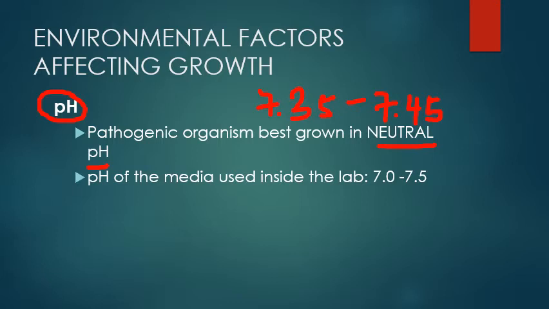Note, inside the laboratory, we do culture, and what we feed to the bacteria, the agar, is known as media. So the pH of the media needs to be in a neutral form. It needs to be 7 to 7.5. It cannot be acidic and it cannot be basic. But there are bacteria that grow better in an acidic environment, and there are bacteria that grow in a basic environment.